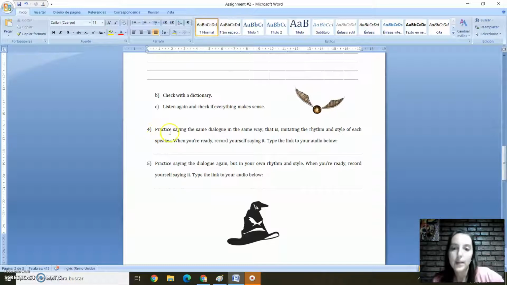Number 4, practice saying the same dialogue in the same way. That is, imitating the rhythm and style of each speaker. So the idea is that you make an effort to imitate them, okay? When you're ready, practice and practice and practice again. When you're ready, record yourself saying it and type the link to your audio below.